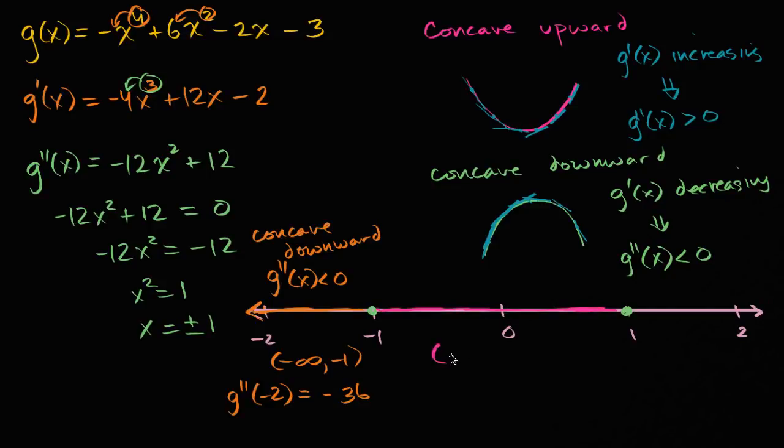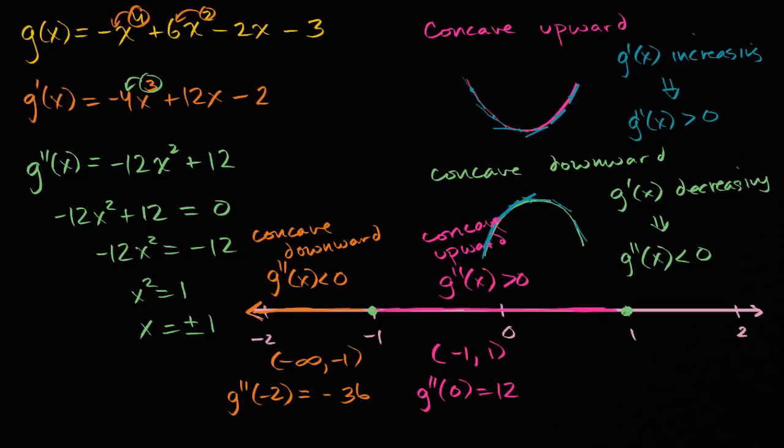So this is the open interval between -1 and 1. And let's try a value there. Let's just try 0, it'll be easy to compute. G prime prime of 0. Well, when x is 0, this is 0, so it's just going to be equal to 12. The important thing to realize is our second derivative here is greater than 0, so we are concave upward. Concave upward on this interval between -1 and 1.